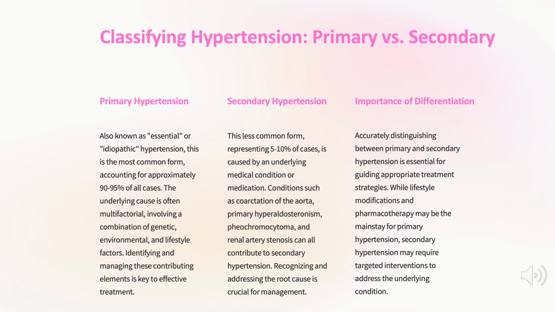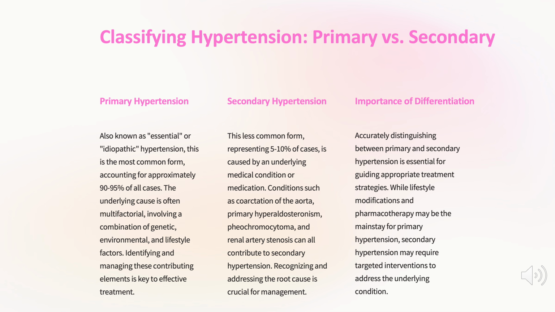Now, let's delve into the classification of hypertension: primary versus secondary. Primary hypertension, also known as essential or idiopathic hypertension, takes the spotlight as the most common form, making up approximately 90–95% of all cases. Its roots are often tangled in a web of genetic predispositions, environmental influences, and lifestyle factors. Identifying and managing these contributors is pivotal for effective treatment.